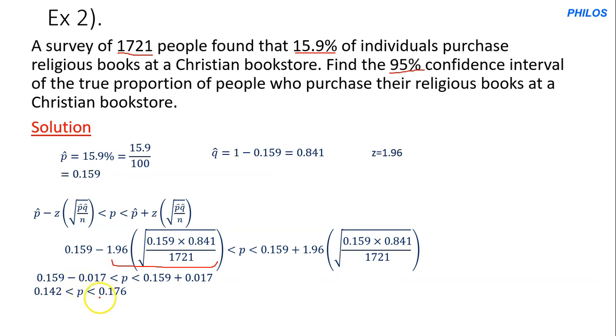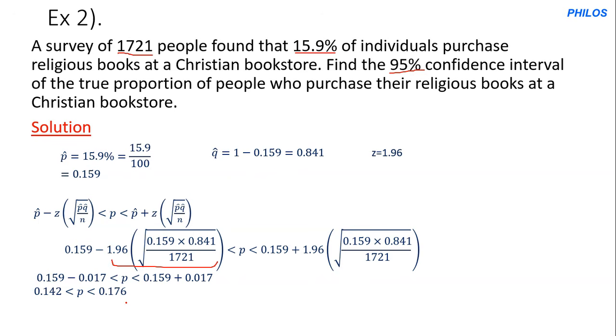Less than P, less than. When you take 0.159 plus 0.017, you get 0.176. So that's the answer to this. Now you can convert it to percentages, and that will be 14.2% less than P, less than 17.6%. So you can conclude that one can be 95% confident that the true proportion of people who purchase their religious books at a Christian bookstore is between 14.2% and 17.6%.